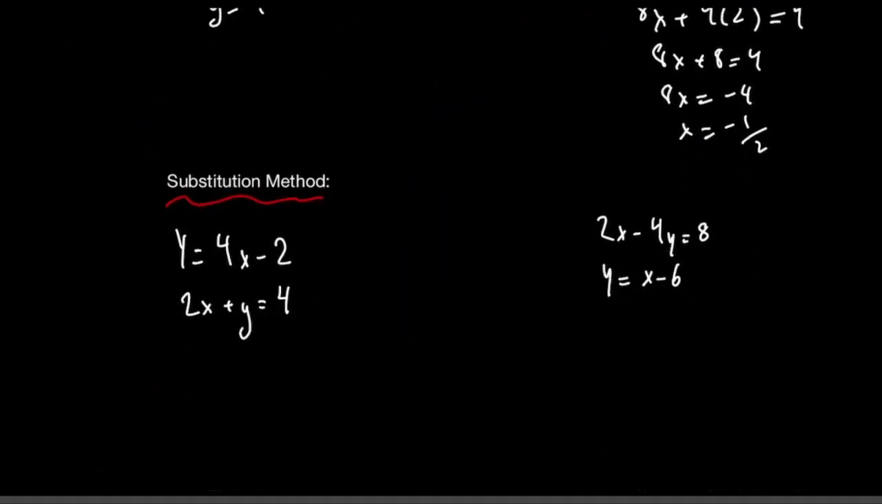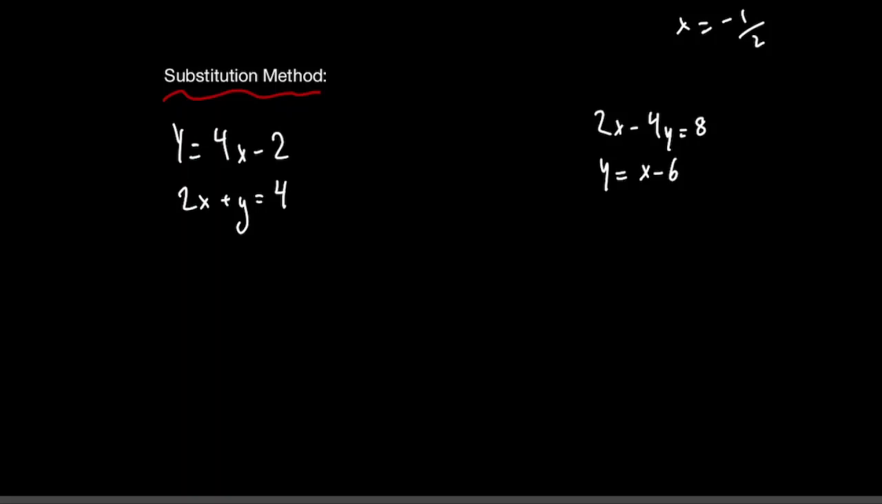Now, the next method is called the substitution method. In this method, we're going to substitute one of the equations into the other. We have the equations y equals 4x minus 2 and 2x plus y equals 4. Notice how we have y and y. So I'm going to substitute equation 1 into equation 2. What I'm going to get is 2x plus, substituting this value for y, 4x minus 2 equals 4.